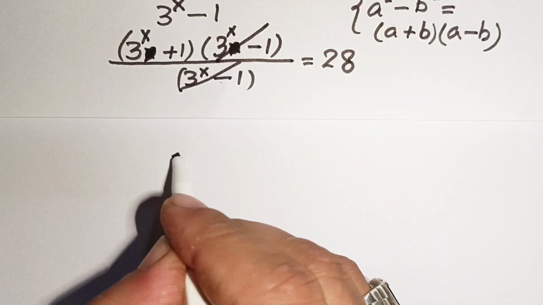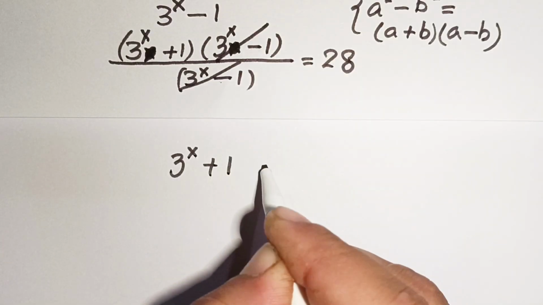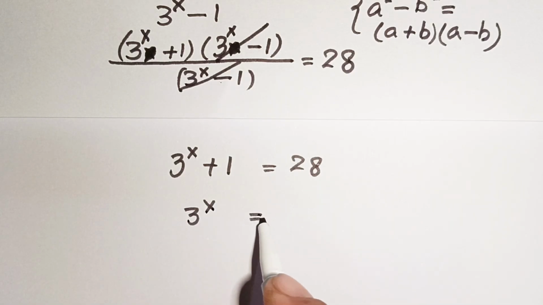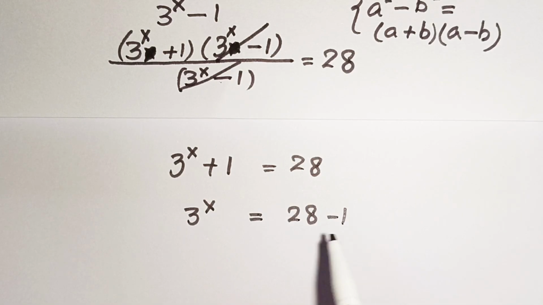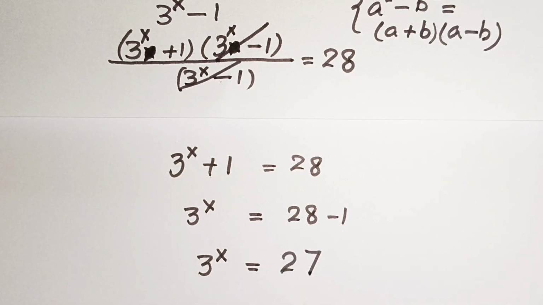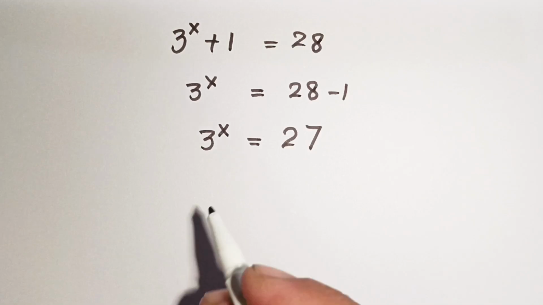Now 3^x + 1 is equal to 28. Now 3^x is equal to 28 minus 1, because shifting this plus 1 to the right hand side, 3^x is equal to 28 minus 1, which is equal to 27.